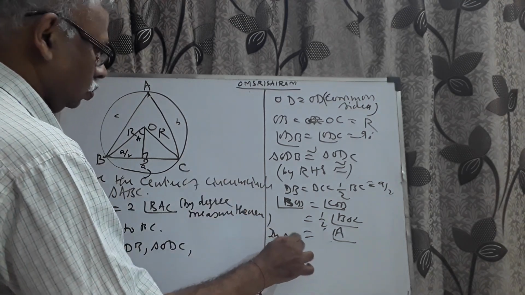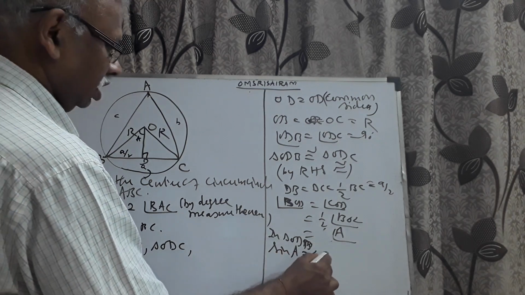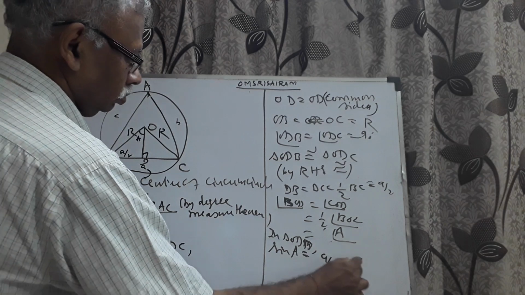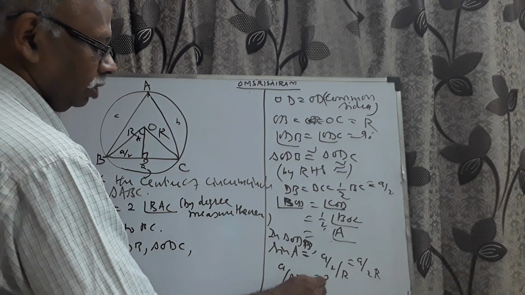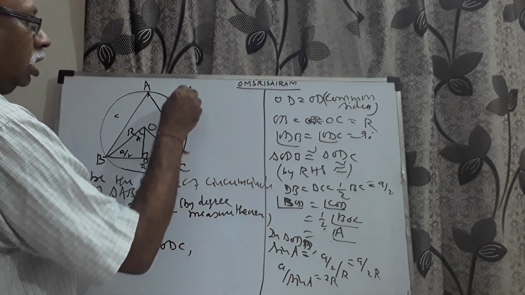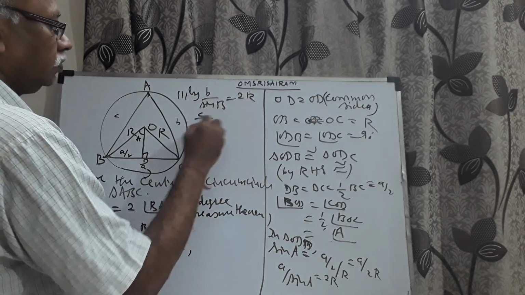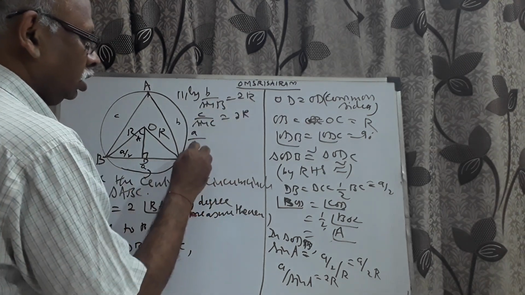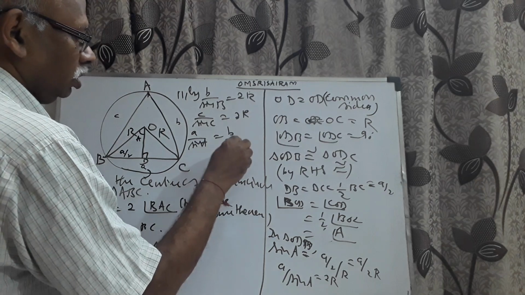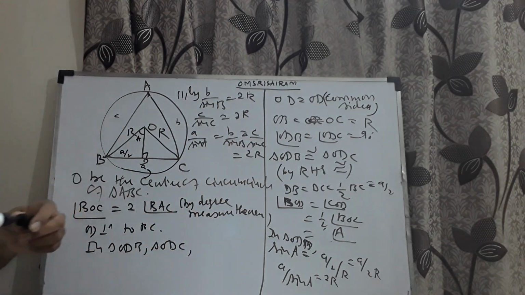Now in triangle ODB, let me apply sine A. Sine A is nothing but A by 2 by R, which is A by 2R. Therefore, I'll end up with A by sine A is equal to 2R. Similarly, we'll be able to prove B by sine B is equal to 2R and C by sine C is equal to 2R. Therefore, finally A by sine A is equal to B by sine B is equal to C by sine C. Each is equal to 2R, where R is the circumradius of the triangle.